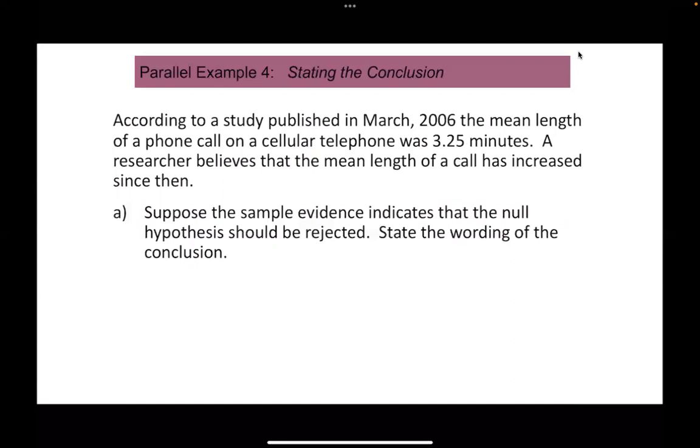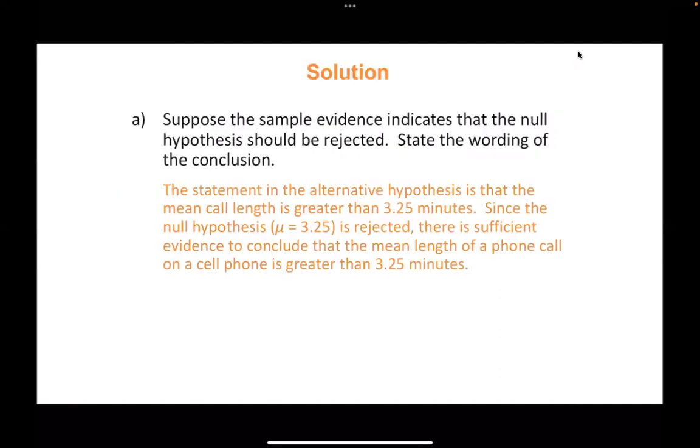So our sample evidence indicated that the null hypothesis should be rejected. So we're going to show the wording of that conclusion. The statement in the alternative hypothesis is that the mean call length is greater than 3.25 minutes. Since the null hypothesis is rejected, there is sufficient evidence to conclude the mean length of a phone call is greater than 3.25 minutes. That's a whole lot of words.